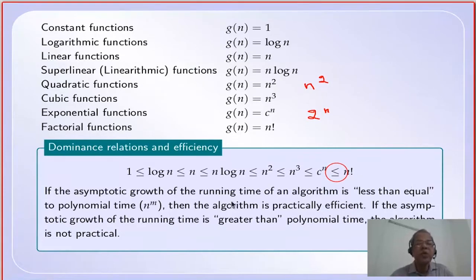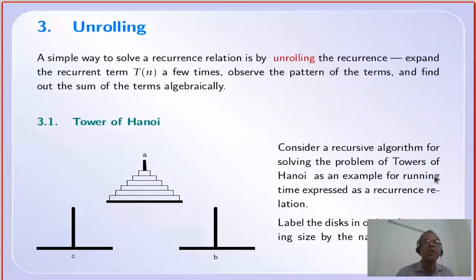If the asymptotic growth of the running time of an algorithm is less than or equal to the polynomial time, then okay, in general the polynomial can be n power m, where m is a small number. Then the algorithm is practically efficient. If the asymptotic growth of the running time is greater than polynomial time, the algorithm is not practical.